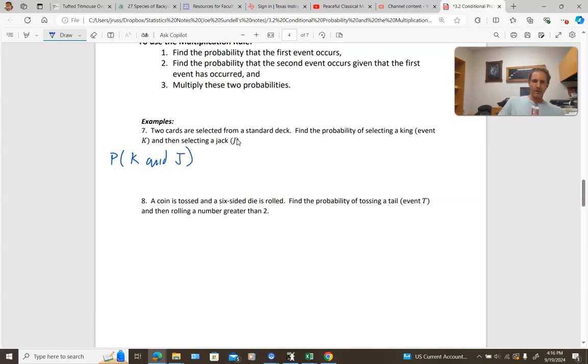So using that formula, this is going to be the probability of selecting a king times the probability of selecting a jack given that a king has already been selected. Well, the probability of selecting a king, guys, is going to be 4 out of 52. There's a total of 52 cards, and 4 of them are kings. Times, now the probability of selecting a jack given that a king has already been drawn.